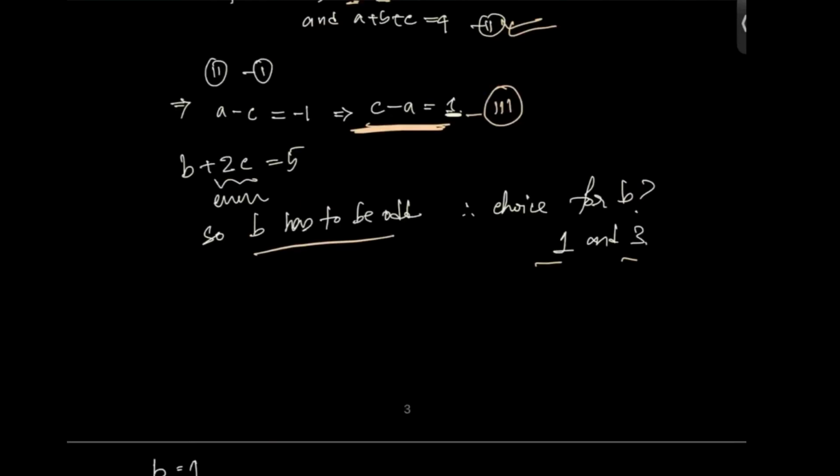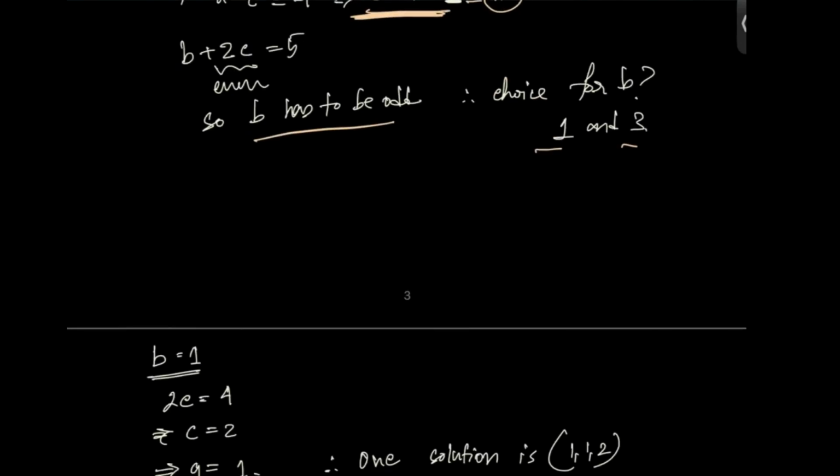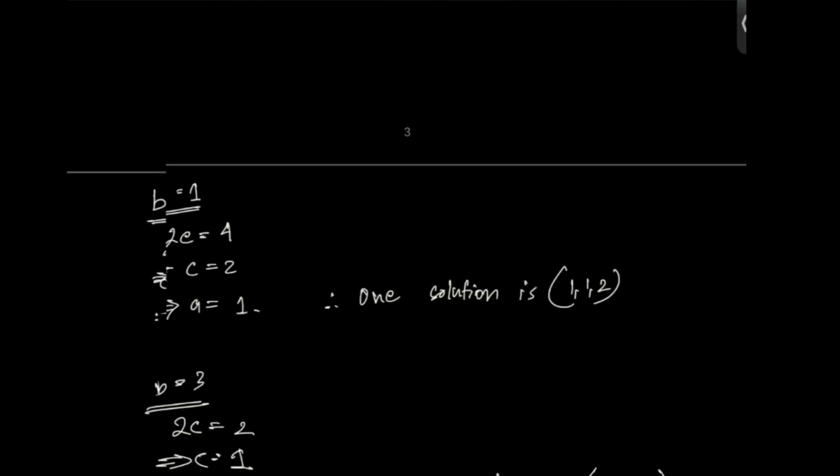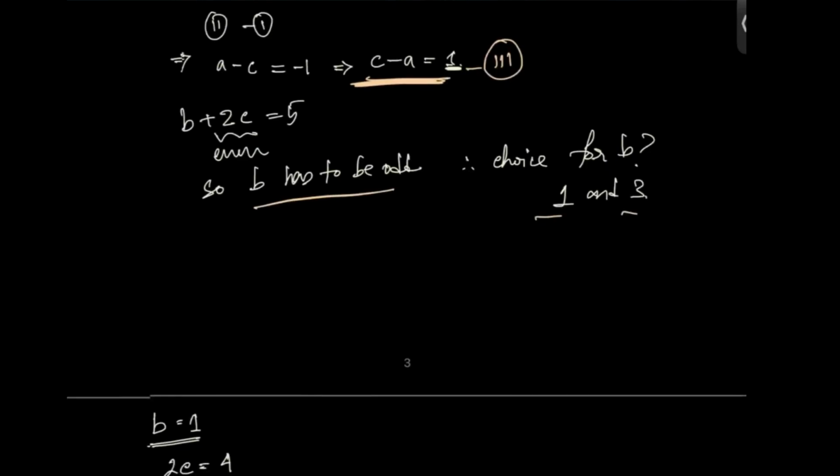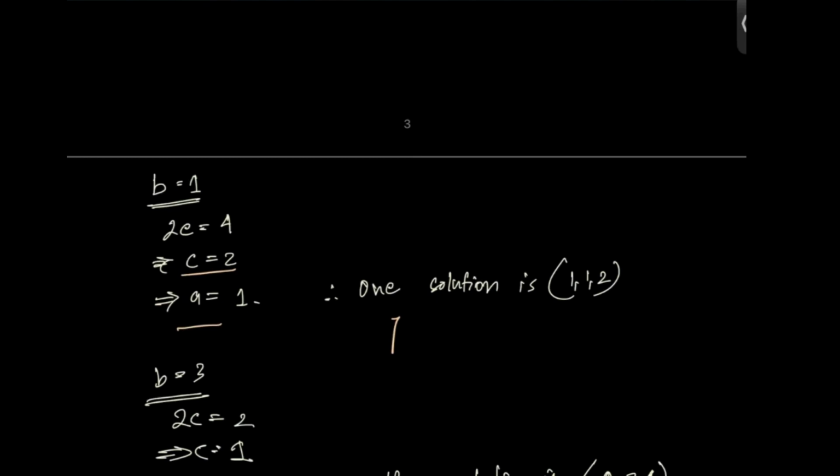So we're putting B equal to 1 in equation 1. You can see that 2C is equal to 4 and we get C is equal to 2. Trying equation 3 here, C minus A is equal to 1, we can get A is equal to 1. So one of the solutions is 1, 1, 2.